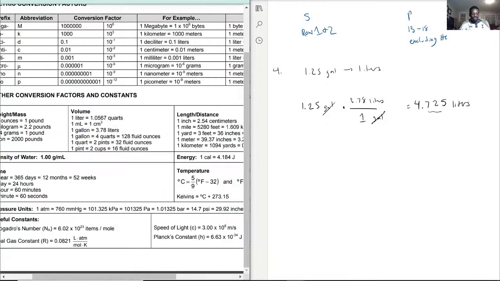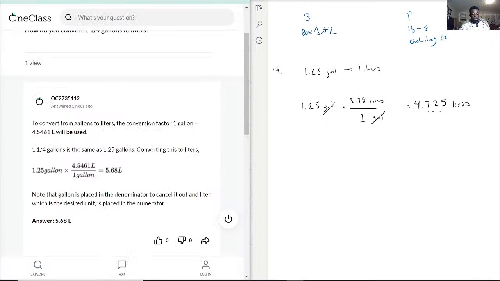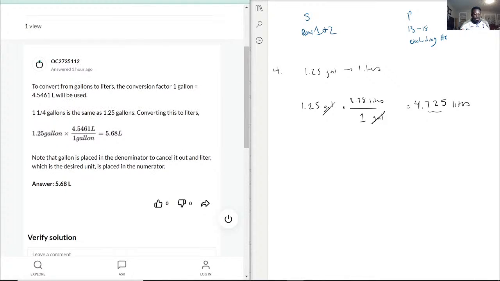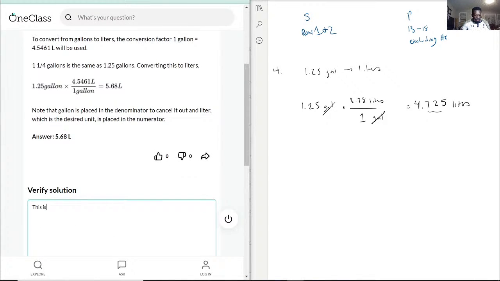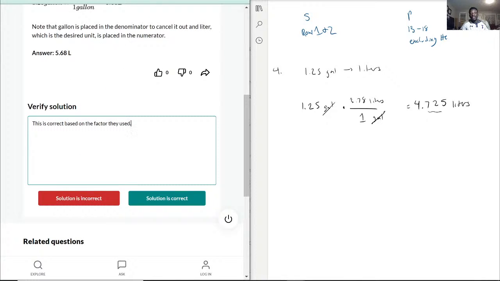So just to double check I use the right one: 1 gallon in this page, 3.78 liters. So yeah, that is correct, based on the factor they used. So the lesson here is to make sure you keep your factors constant. If you're ever not sure, ask a professor, or just go over your notes, because it would be unfair to give you conversion questions without the units.